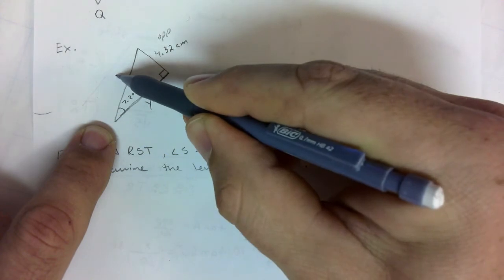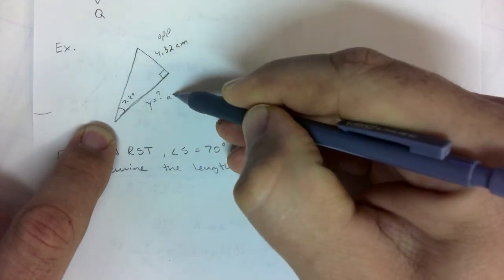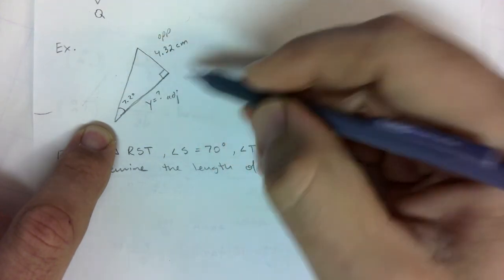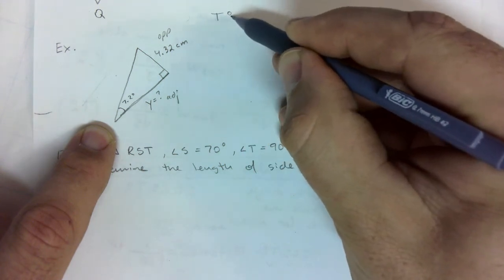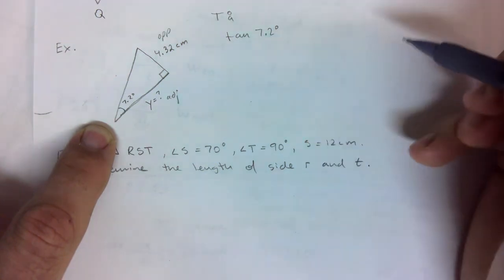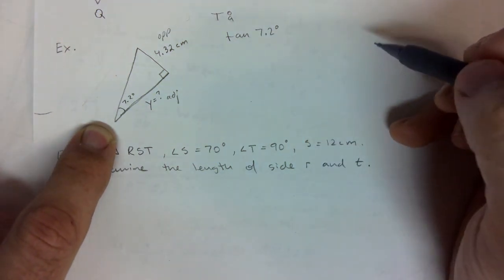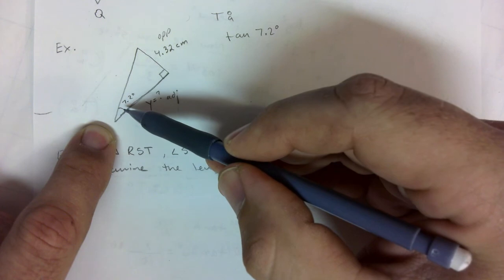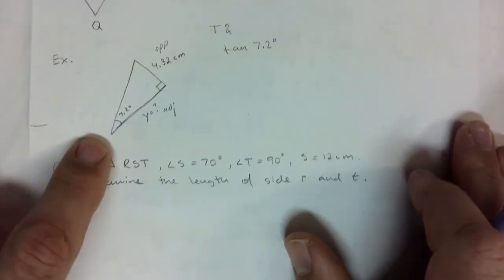So we have this as a reference angle, so that makes this the opposite. That would be the hypotenuse. I don't care about it. This would be the adjacent, right? So O and A, you got to use TOA, right? For sure. So tan of 7.2 degrees. 7.2 degrees, folks, is a very small angle. This is not drawn to scale, but I need you to understand, right?